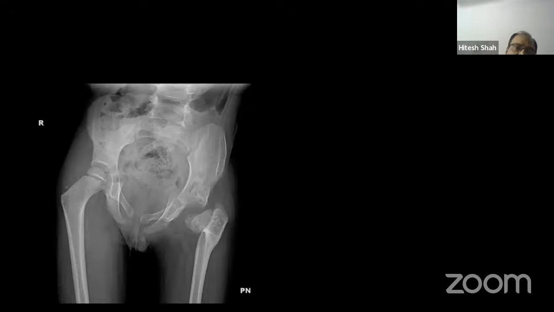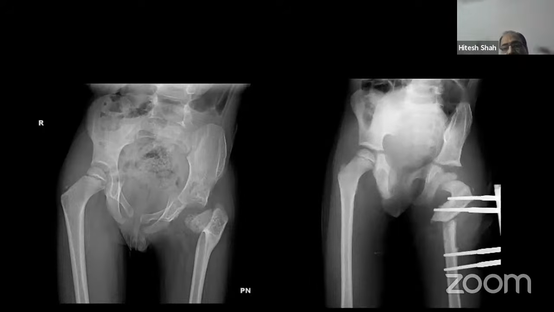Another, this is the case of severe Coxa Vara. The child has a syndromic condition. The child is treated with valgus osteotomy with a fixator.